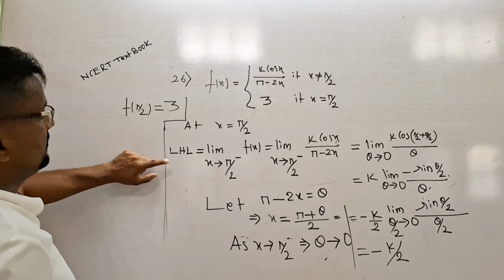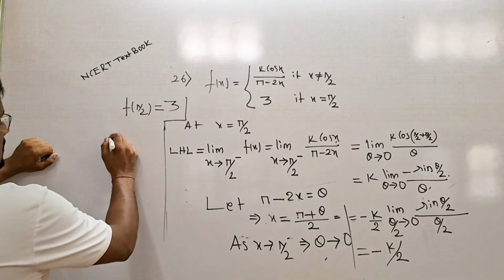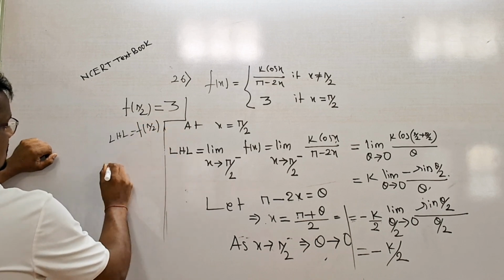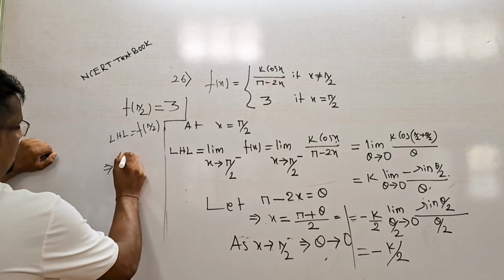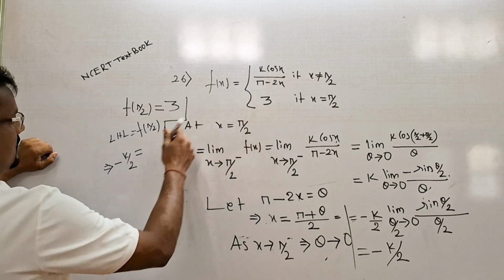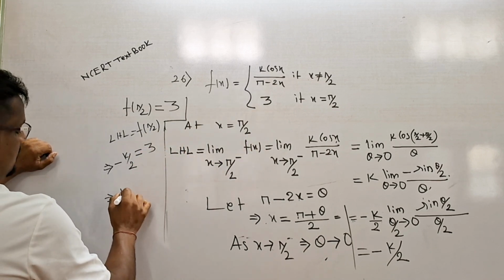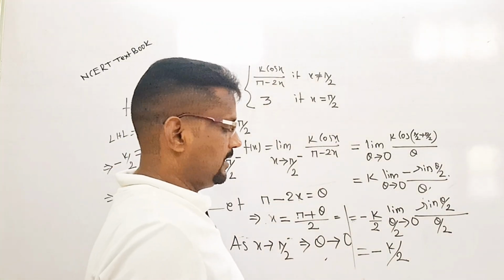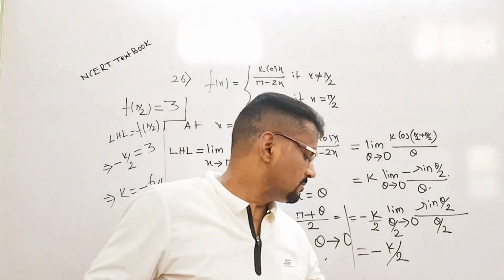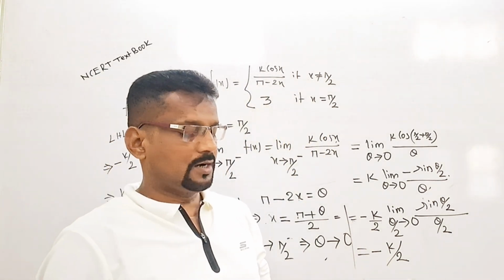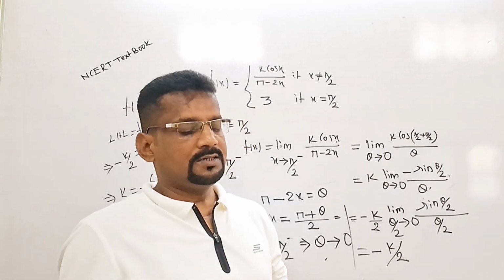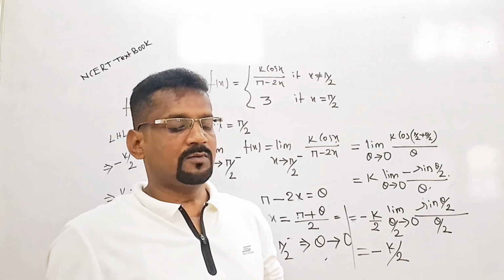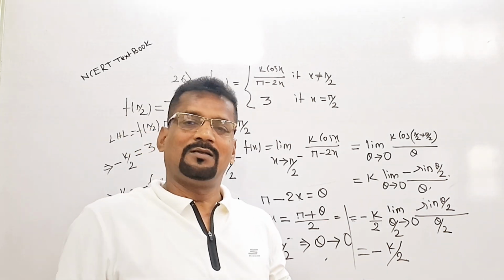So therefore, left hand limit must be equal to f of pi by 2. As the function is continuous, LHL must be equal to f of pi by 2. So LHL is what? Negative k by 2, and f of pi by 2 is what? 3. So from here you will get k equal to negative 6. This is your answer. So already in the first part we solved problems from your textbook 31, 32, 33, 34. And in this part we have solved all the questions from 26 to 30. It means the problems from your textbook 26 to 34 are completely solved.